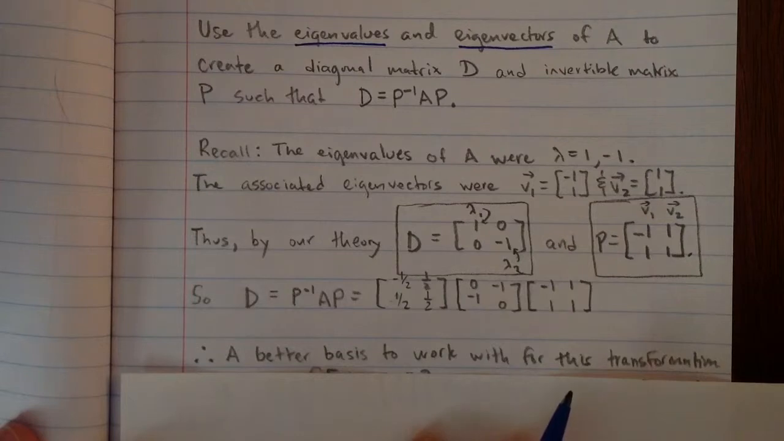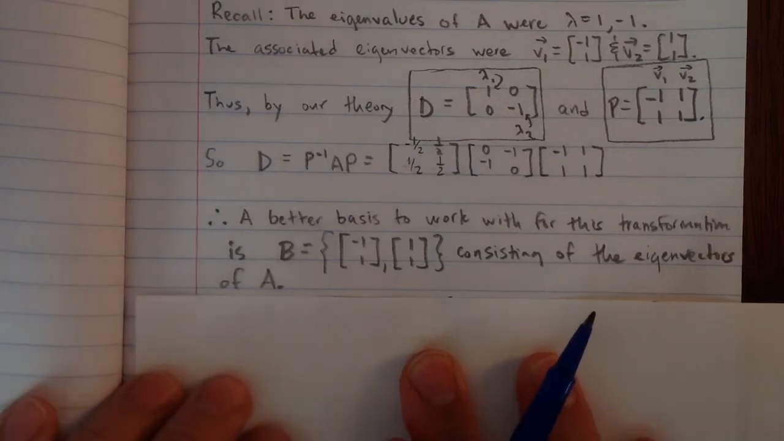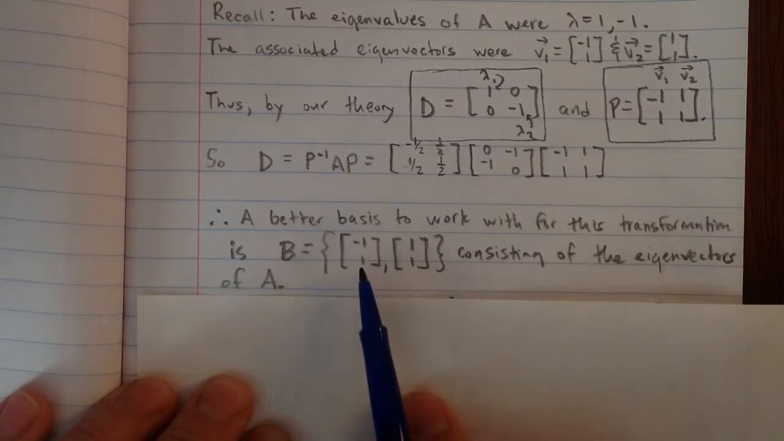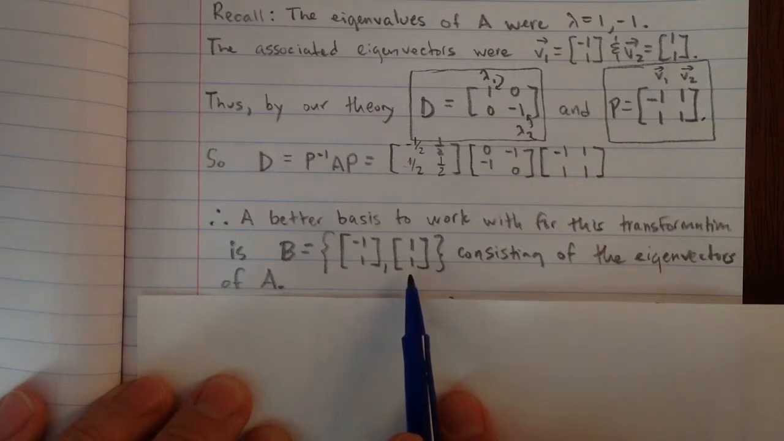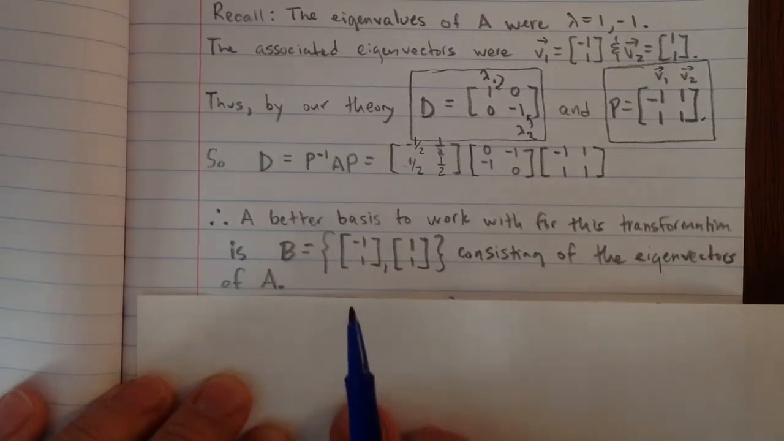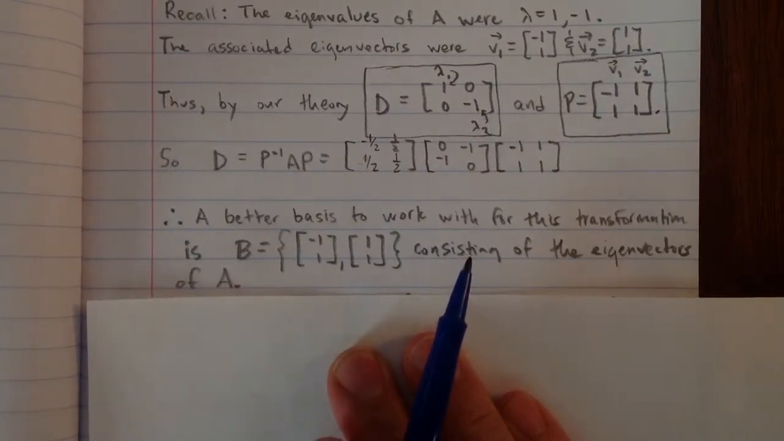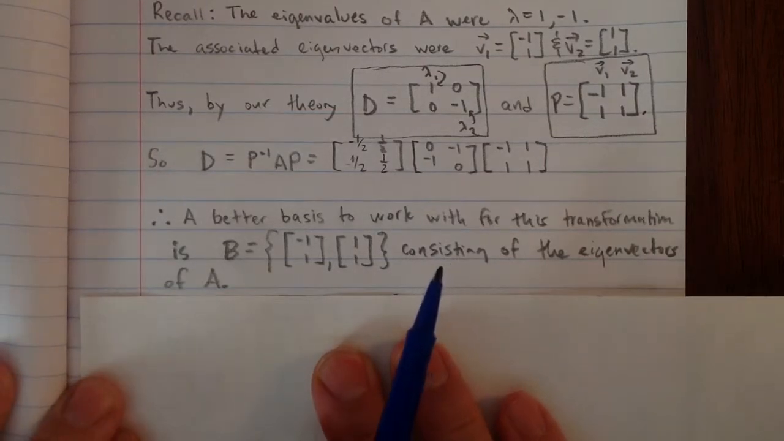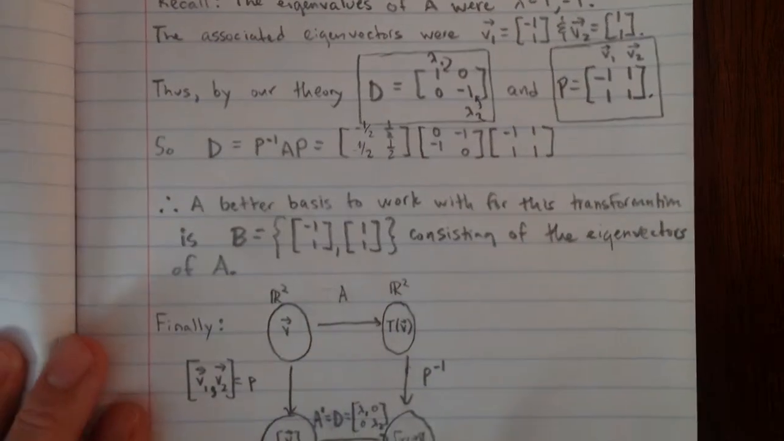How does this all really tie in with things that we've learned? Well, we know now that a better basis to work with for this transformation than the standard basis would be this vector in the direction of the line and the one that's perpendicular to it, and those are specifically the eigenvectors of A. So if you find the eigenvectors of A, then you have a great basis to work with. It will work even better than the standard basis, which we're all used to working with. But that's the idea of why we need to change bases sometimes. And I'm going to show you this diagram one more time here.